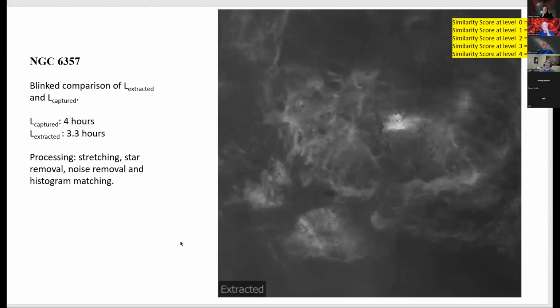So now this is the comparison of the extracted and the captured slide. And after histogram matching, down here you can see which one you're looking at. So that's the L extracted from the RGB, and that's the L captured separately. There was 4 hours of L captured, and the extracted L is the equivalent of 1.3 hours of exposure time. And I'd say those two are pretty much the same. So if you dropped this L into place of this L, I don't think you would get any more detail. And these scores up here imply that this is considered a very strong match between those two slides.